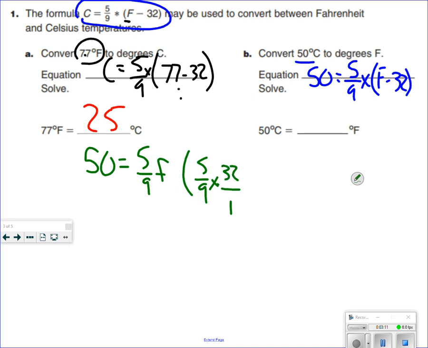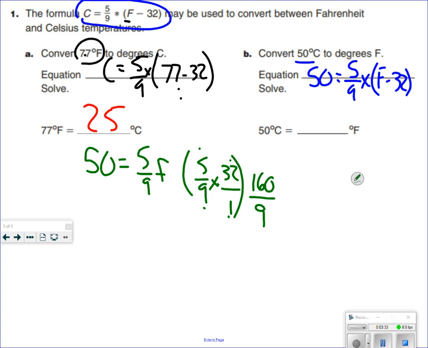So I'm going to use a calculator here just to speed things up because I can't cross reduce at all. What I want you to do is multiply 5 times 32 on your calculator with me. 5 times 32. We get 160 for a number, okay? The next thing we're going to do is 9 times 1 is 9, okay? I'm going to change 160 over 9 into a mixed number.